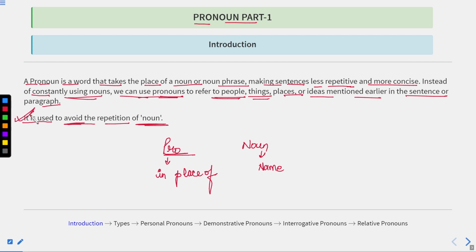The main function of pronoun is that it is used to avoid the repetition of noun. It means by using this pronoun in place of noun, it avoids the repetition. It means we need not write the noun again and again in our sentence. So this is actually the main function of pronoun.